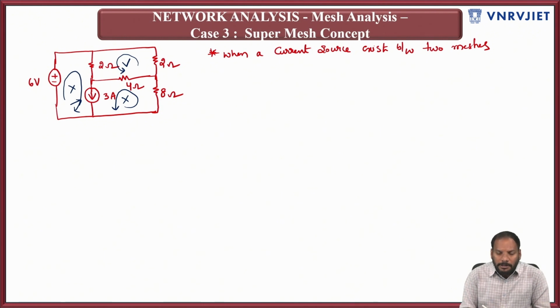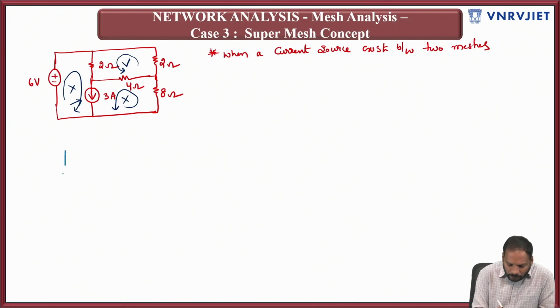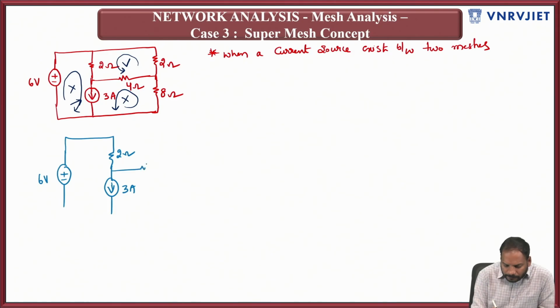Usually we apply the concept of super mesh for this type of problem. Applying the super mesh, once again redrawing the circuit, see here. This is 6 volts, 2 ohms, and you have a current source here, 3 amperes, and it is 4 ohms, 2 ohms, 8 ohms.